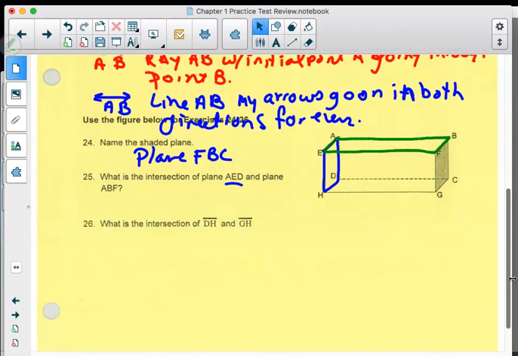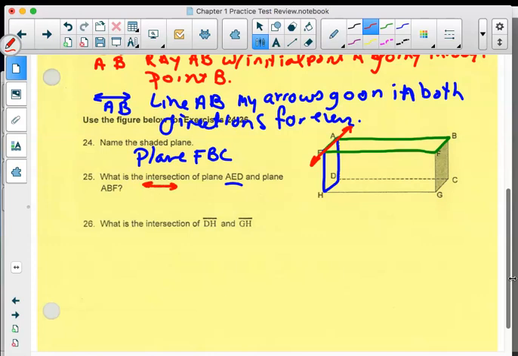That's my green. I kind of gave you the hint of the intersection. The intersection is line AE. So line AE is the intersection of those 2 planes.